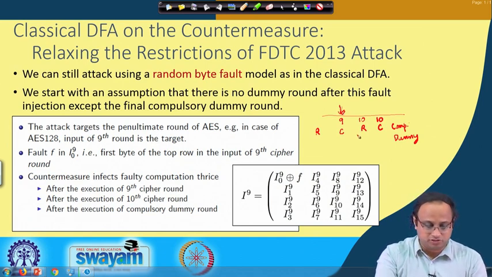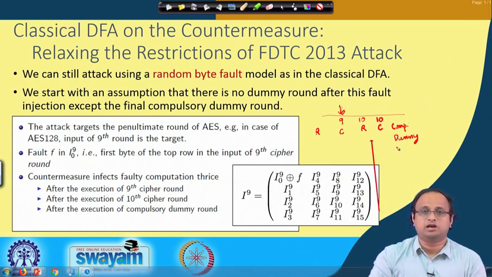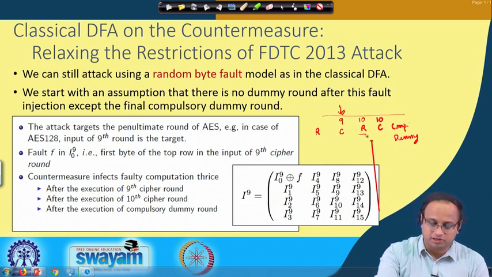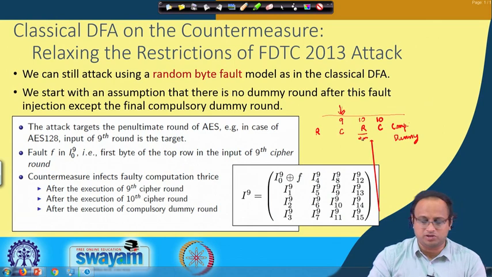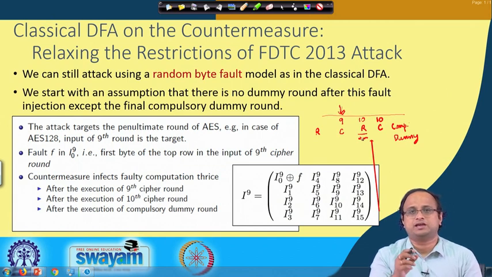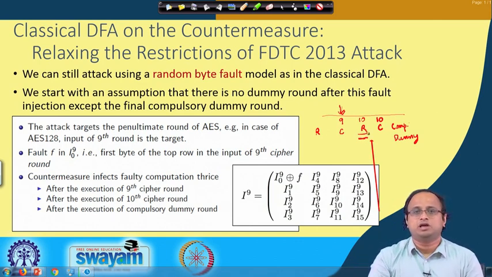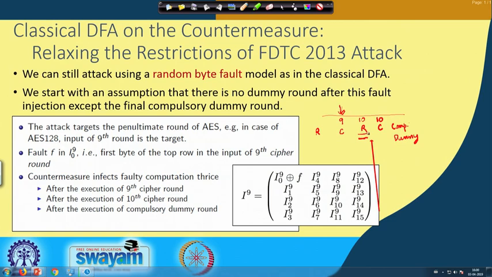One is after the execution of the 9th cipher round, one is after the execution of the 10th cipher round, and you will also get the fault after the execution of the compulsory dummy round. So these are the positions where you will have the fault. Remember that you will not have an infection when you are doing the redundant computation, because in our particular example we do the check of whether there is a difference between the redundant and the cipher round, and we contaminate only after the cipher round. We do not do that check after the redundant round, and therefore this error will not infect after the redundant round.